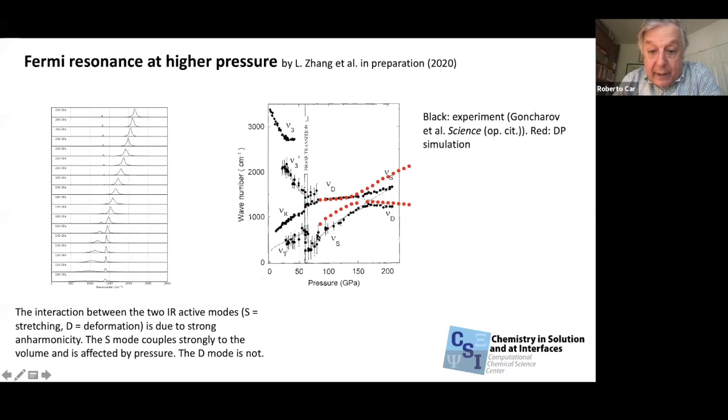This is data in this range of pressure that I report here, taken from experiment, the dots, and the red dots are the results that we obtained from the simulation. So what is happening here? There is a Fermi resonance due to the strong anharmonic coupling between these two modes. The stretching mode couples strongly with the volume, and so it is affected by the pressure. It increases in frequency with pressure because it corresponds to a change in volume, whereas the other mode remains relatively unaffected.